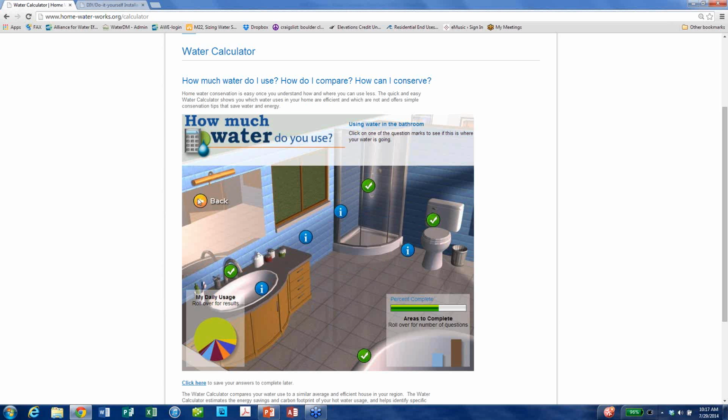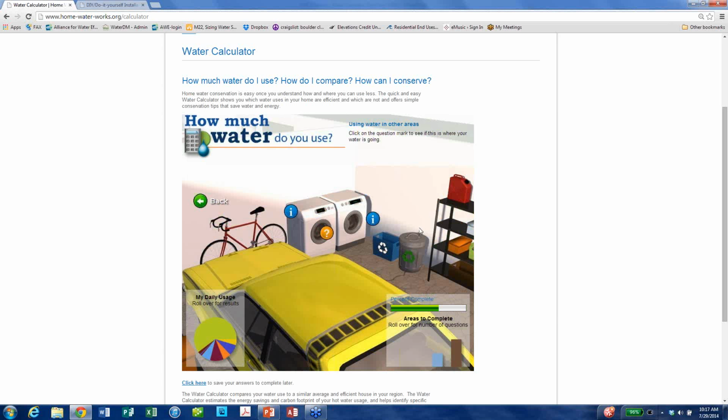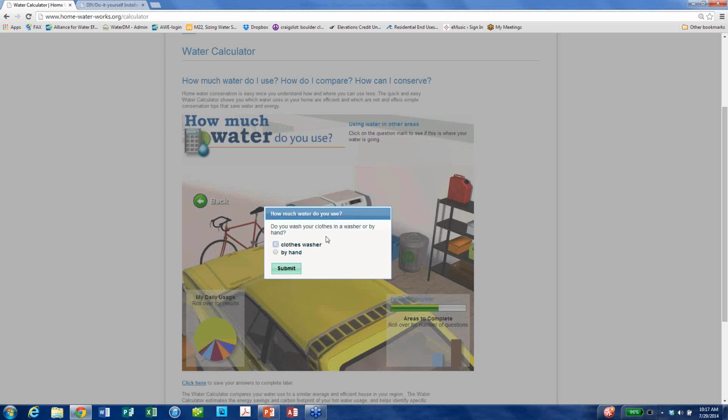All right, but now I'm done with the bathroom, and so we go back to the overall view of the house, and now I'm going to look at the laundry room, which in this very compact house also happens to be in the garage. So in the garage, there's really only one area for answering questions, and that's related to the clothes washer. Do you wash your clothes in a washer or by hand? Well, thankfully, I have a clothes washer, so I'm going to say yes to that.